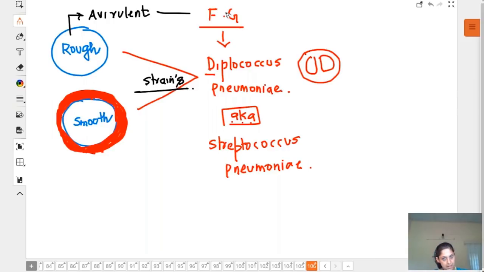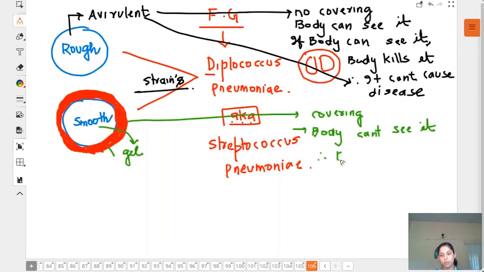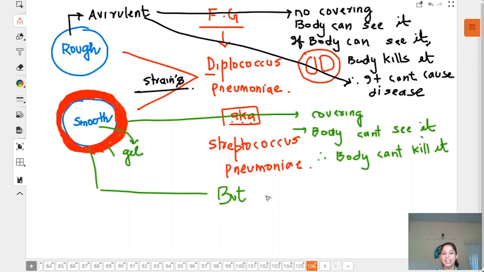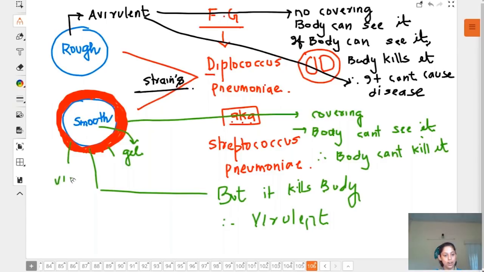This is just the opposite. It has a covering. That is why it is called smooth. What is the covering made up of? It's made up of gel. That's why it's smooth and soft like a gel. Because the covering is there, the body can't see it. Therefore, the body can't kill it. The body can't kill it, but, big but, it kills the body. Therefore, it is called virulent. It causes disease. Are the two forms clear to everybody?